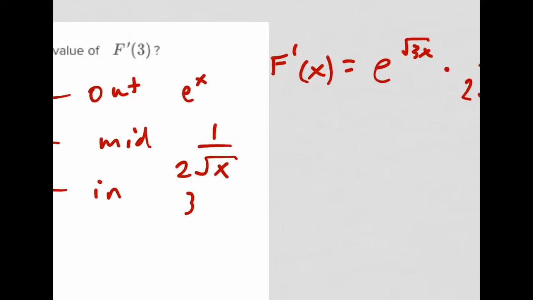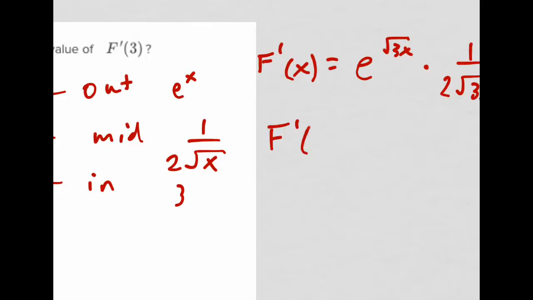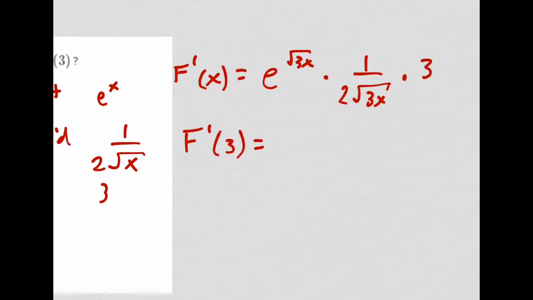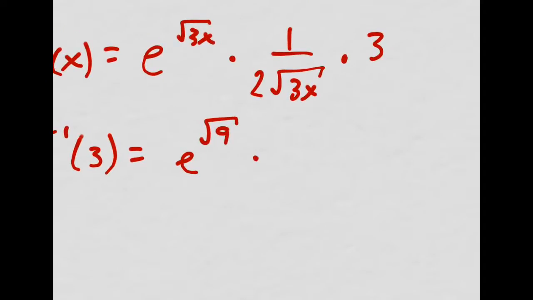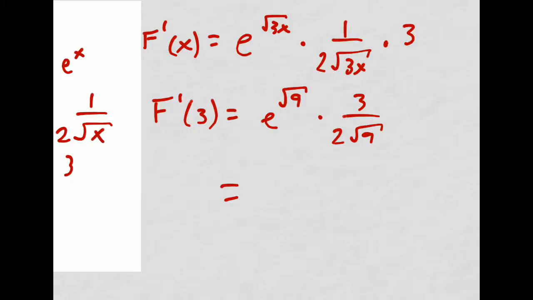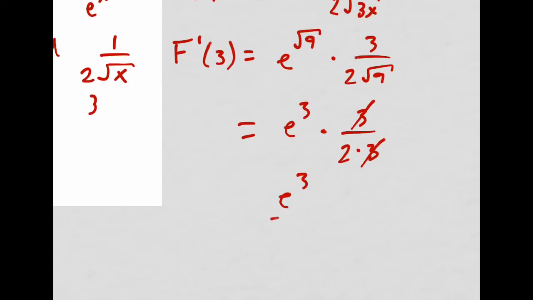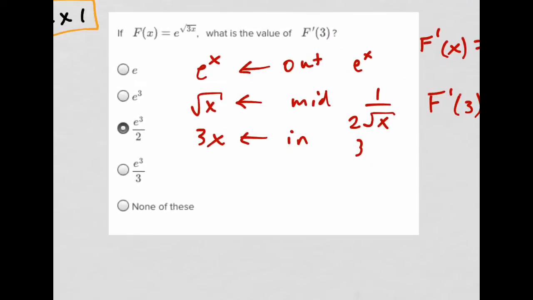So f prime of 3, well, that's going to be e to the square root of 3 times 3 is 9. Square root of 9 is 3. That's nice. I'm going to have a 3 on the top, and then 2 times the square root of 9. Well, that's just e to the 3 times 3 over 2 times 3. That cancels. So it's e cubed over 2, which I accidentally already selected when I took the screenshot.